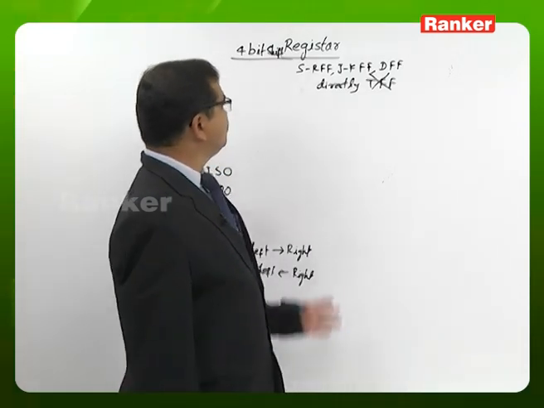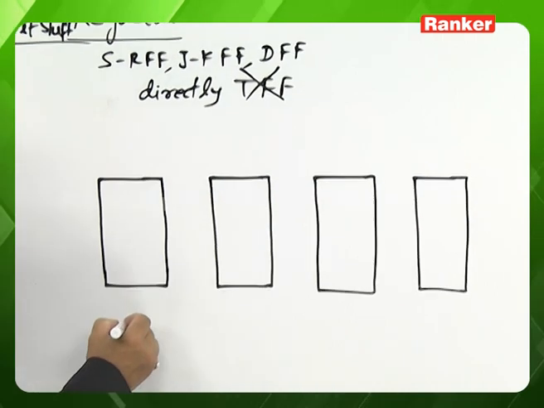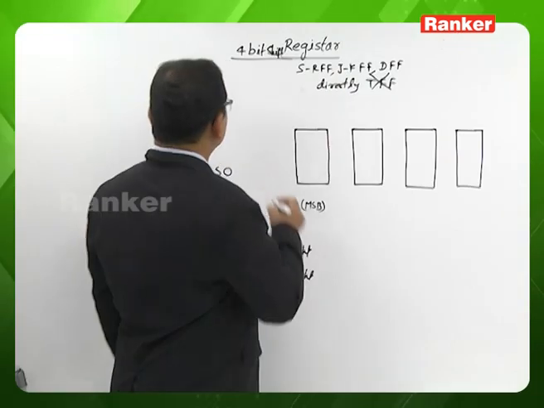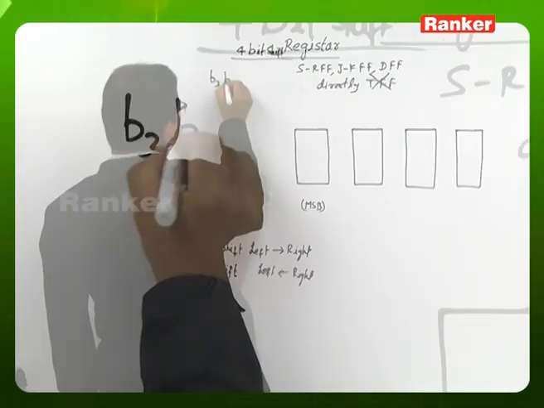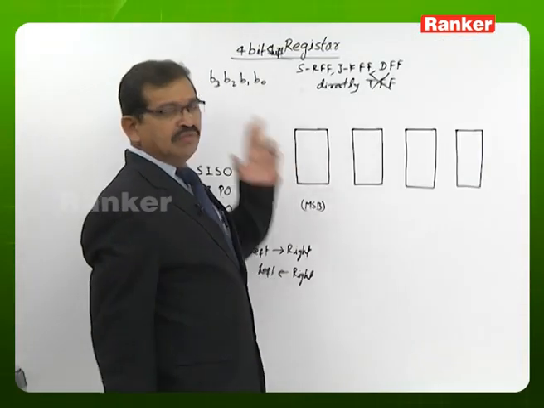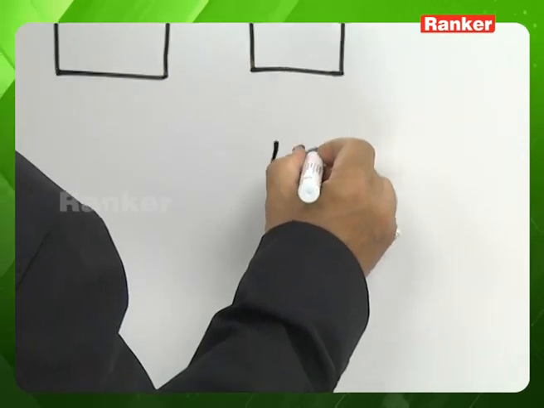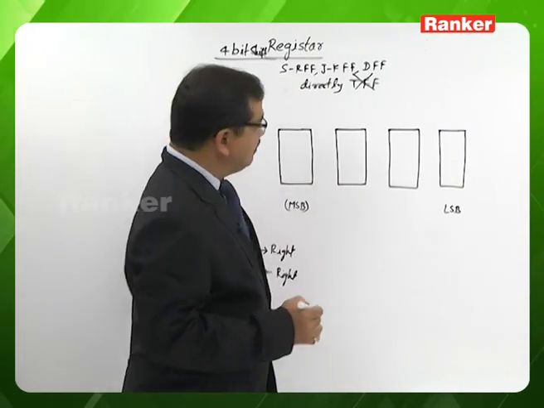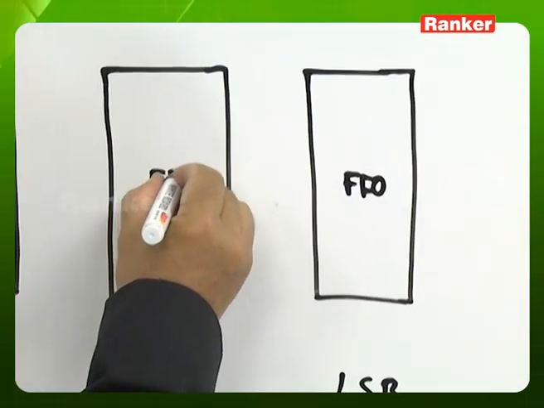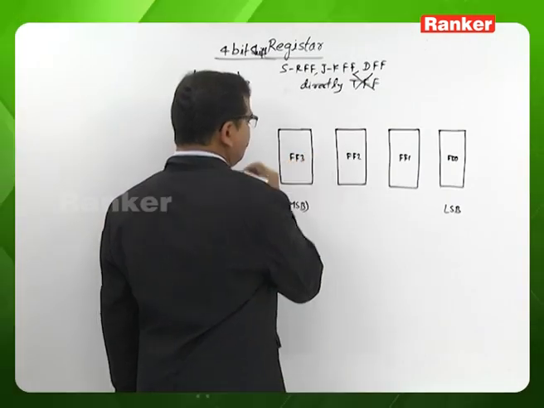Let us try here the 4-bit register by using JK flip-flops. Consider this is the register which is going to store the most significant bit of 4-bit data. Suppose the 4-bit data has the bits B3, B2, B1, B0. Then this flip-flop is supposed to store the bit B3 and so on. This flip-flop is supposed to store the bit B0, so it is the flip-flop which is going to store the least significant bit. Based on this, let us name the flip-flops. This let us name flip-flop 0, this as flip-flop 1, this as flip-flop 2, and this is flip-flop 3.